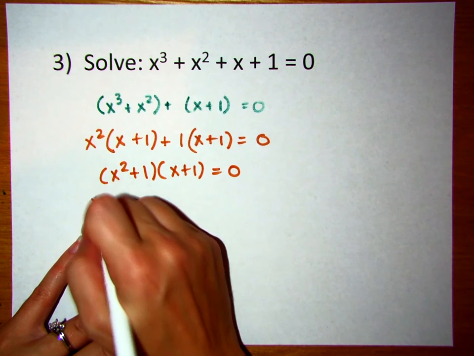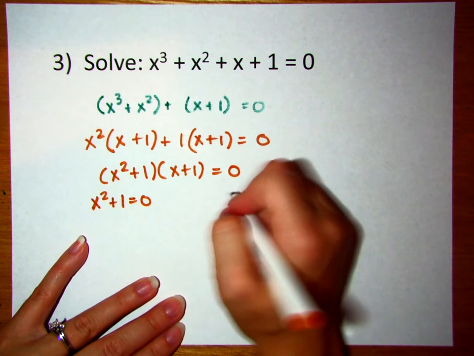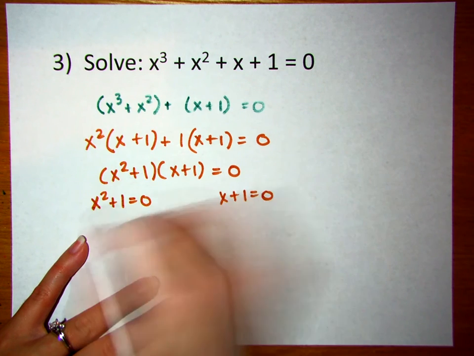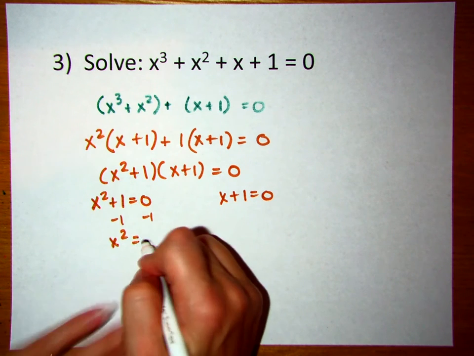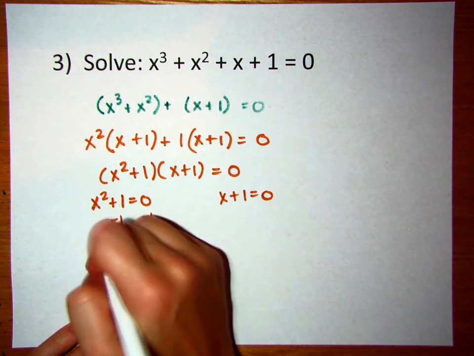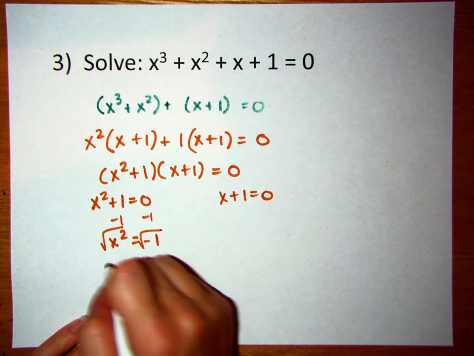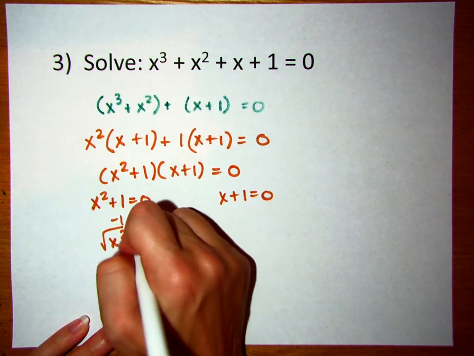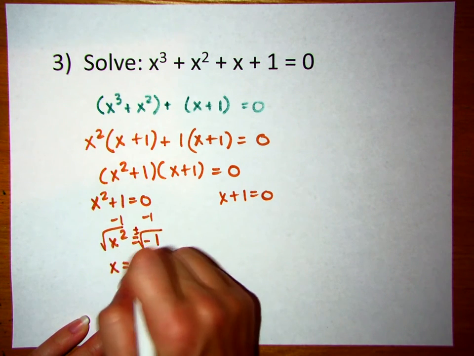So now we can break this off into two separate equations here. There's the first one. Here's the second one. So if I subtract 1 from both sides, x squared is going to equal negative 1. And then the inverse of squaring is square rooting, so we'll take the square root of both sides. Remember, when we take the square root, we take the positive and negative of the square root. So x would equal positive and negative.